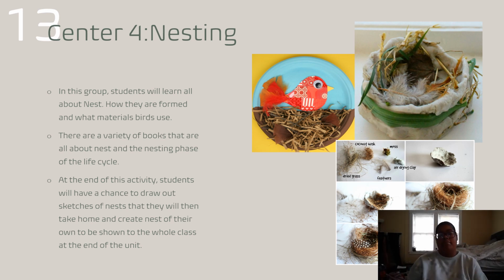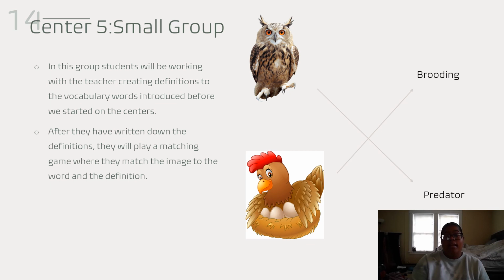So I just thought that would be a very fun interactive activity for them to learn about different nests. Center 5 that they would transition through is the small group, and in this group specifically they'll be working on the vocabulary. That is one of the most important parts. Knowing the vocabulary beforehand will help them understand it while they're reading through all of the different books.